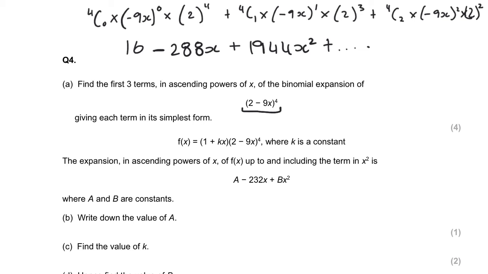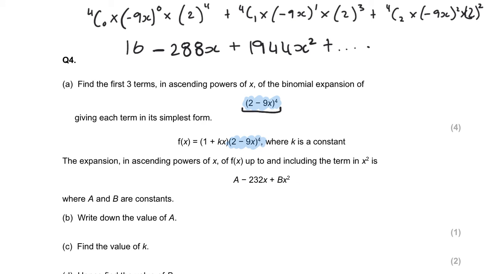Now, the second part of the question says, f of x equals 1 plus kx, 2 minus 9x to the power of 4. Now, we notice these are the same, okay? Remember, binomial is all about what we notice. We notice they're the same. It says, in the expansion of ascending orders of x, up to including the x squared term, is this, okay? So let's think about how we get this.